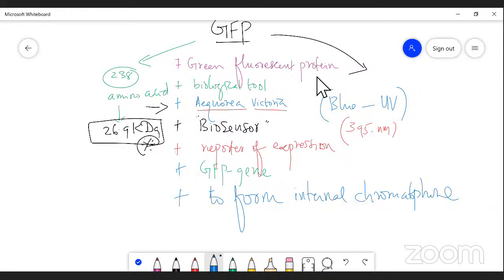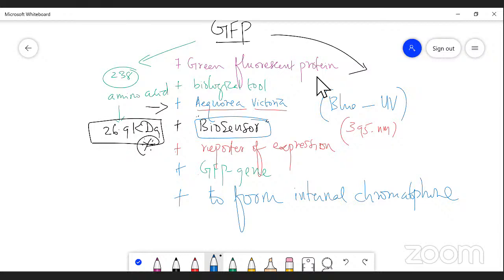So that's why it is able to make a sensor called the biosensor. Please understand why it is used to make a biosensor: because it has the ability to form an internal chromatophore in the cells of genetically modified microorganisms. That's why it is used as a reporter of expression, or as a biosensor in the field of biology, right? So definitely from this content you can expect a question. Please understand, my dear students. So this is something about GFP.